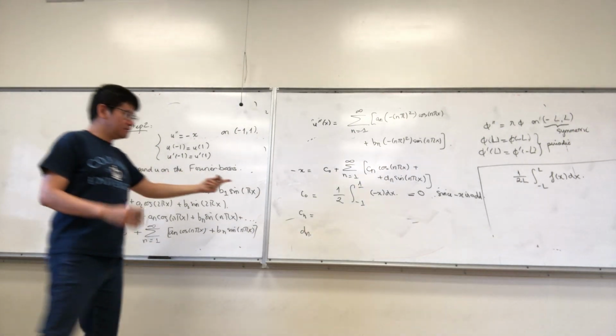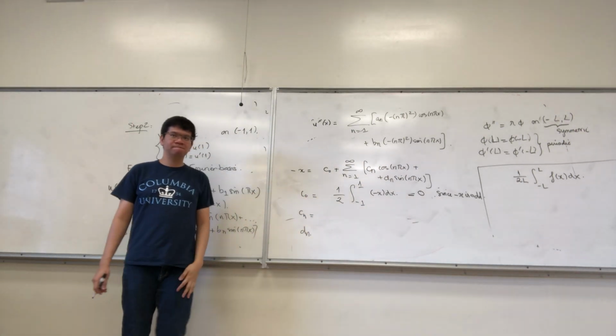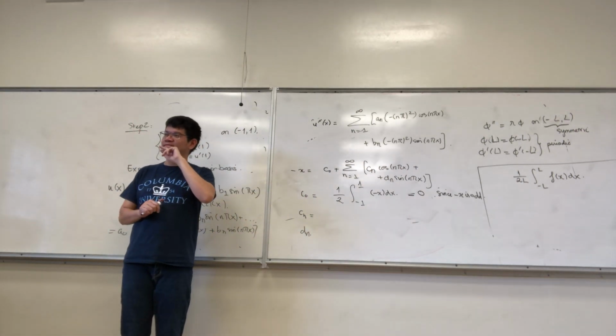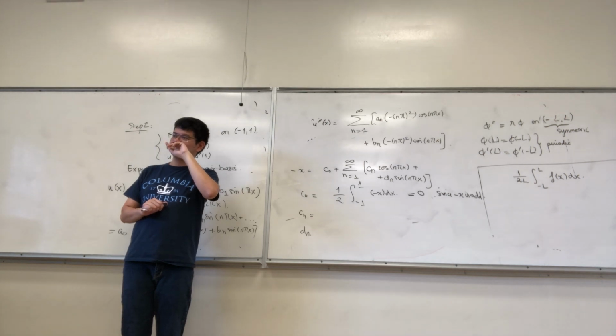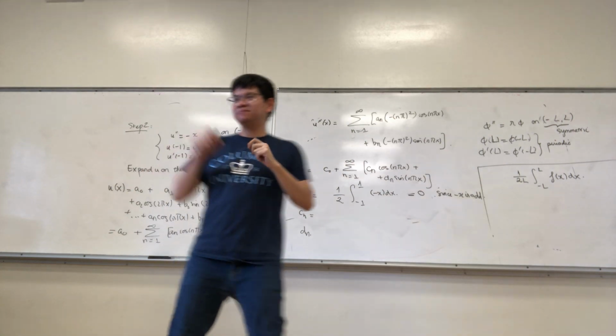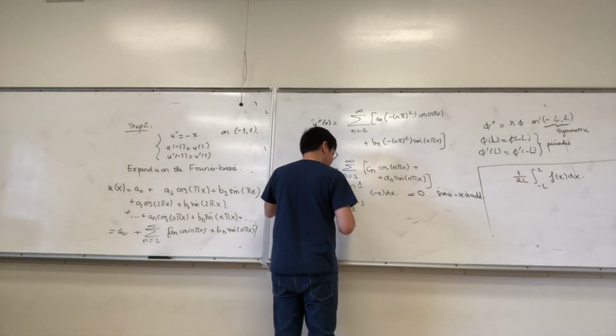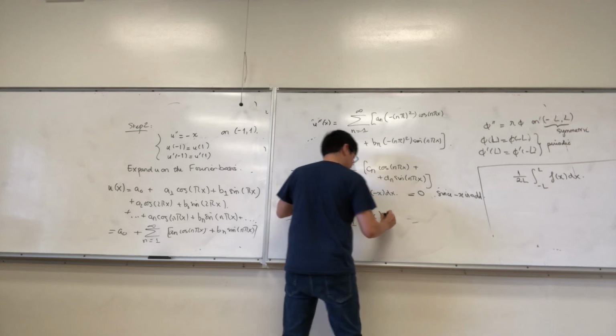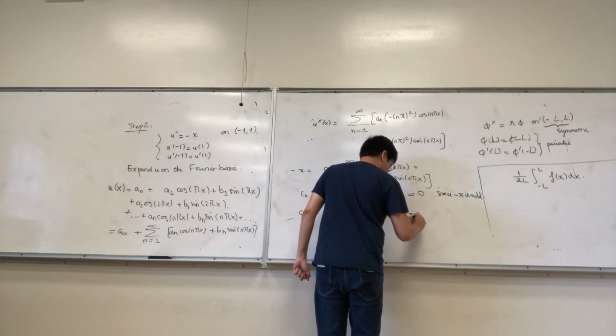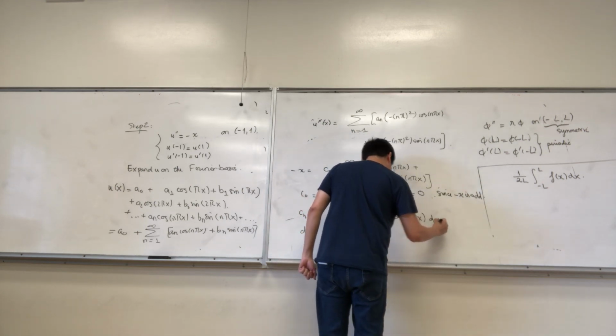How can I compute Cn? It is 1 over L times the integral from negative L to L of f of x times cosine. So this is going to be the integral from minus 1 to 1 of minus x cosine of n pi x dx.